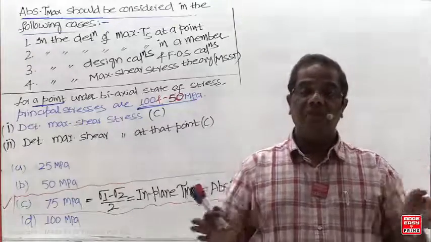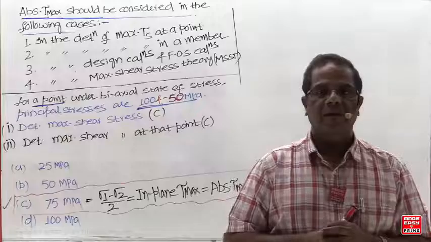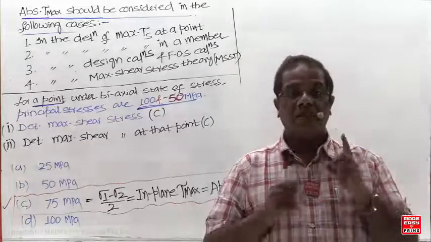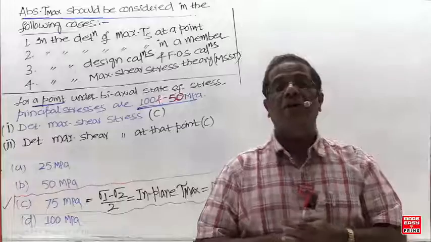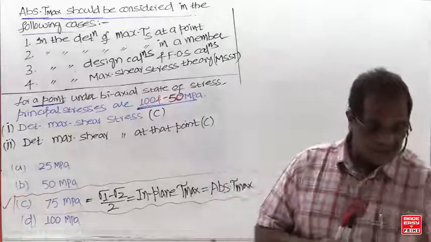If nothing is mentioned, you have to go for in plane. If it is mentioned at a point, or in a member, or designing, or theories of failure, you go for absolute tau max.